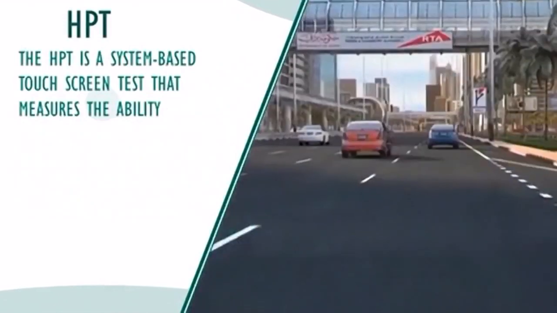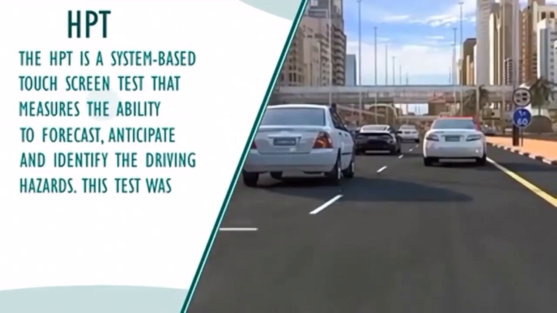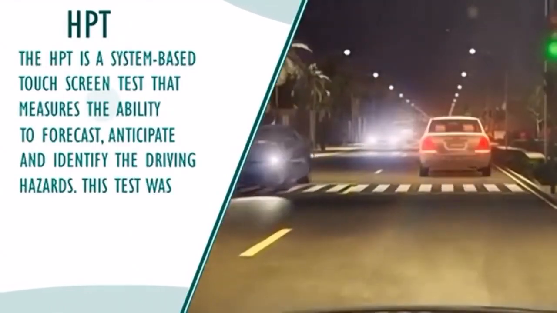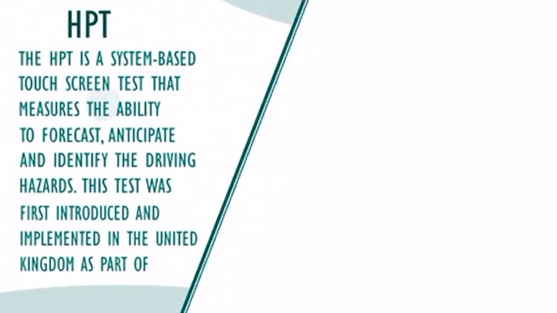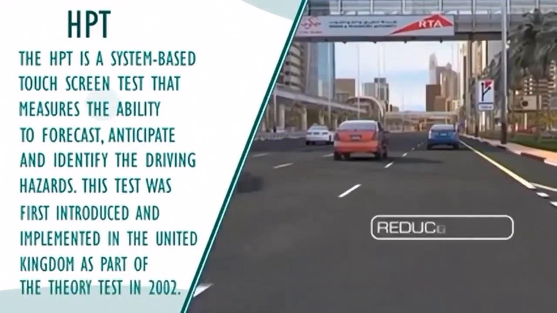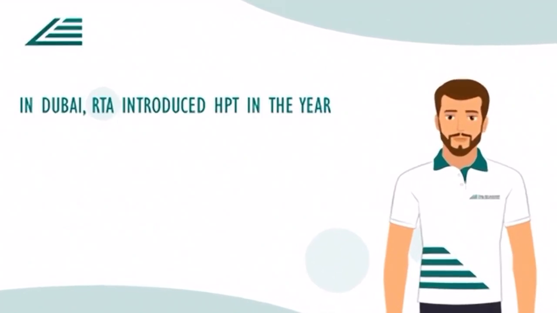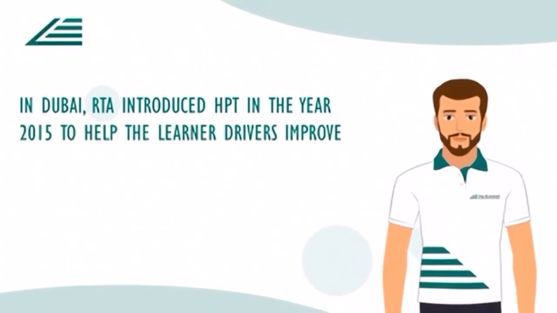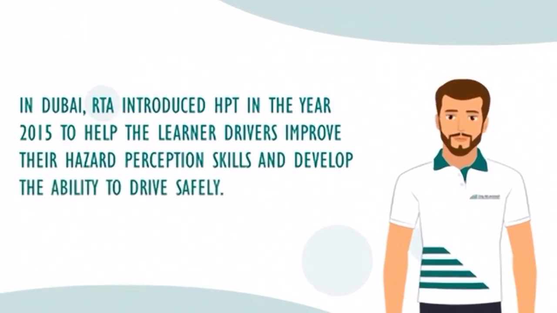The HPT is a system-based touchscreen test that measures the ability to forecast, anticipate, and identify driving hazards. This test was first introduced and implemented in the United Kingdom as part of the theory test in 2002. In Dubai, RTA introduced HPT in the year 2015 to help learner drivers improve their hazard perception skills and develop the ability to drive safely.